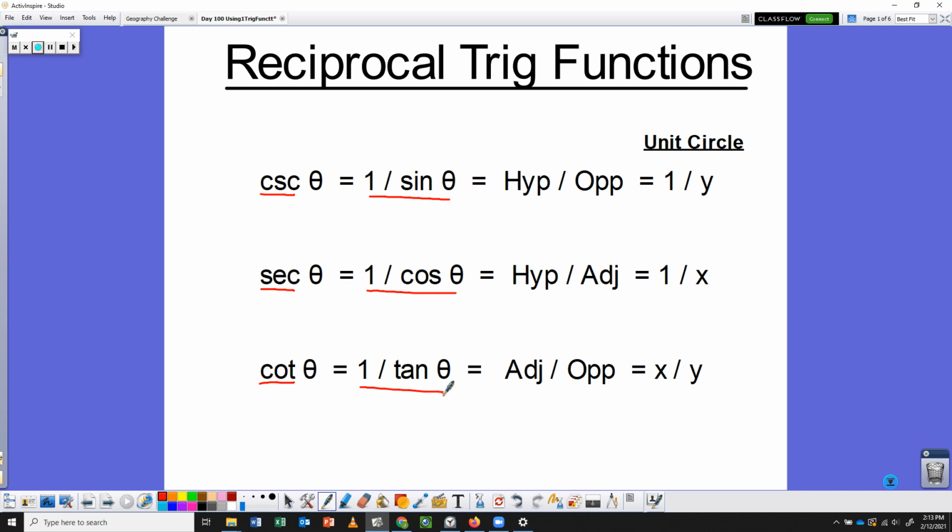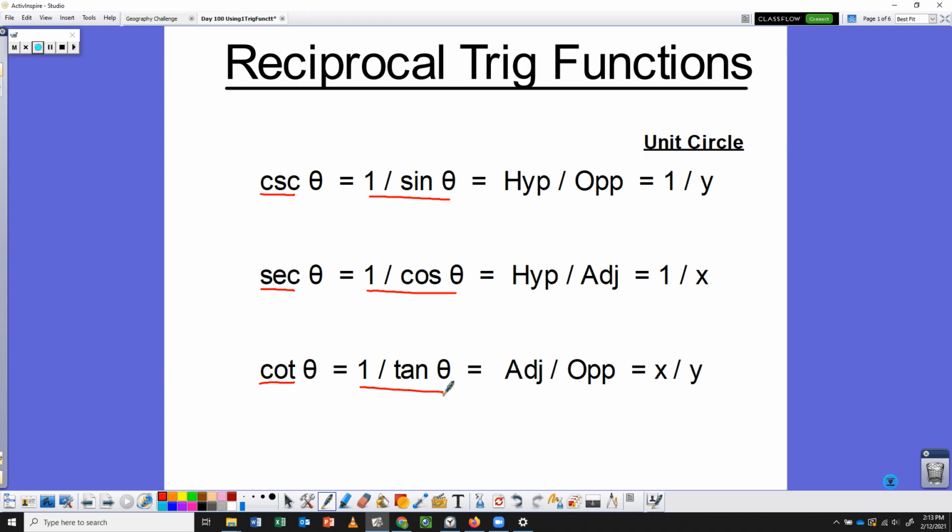If you think about the sides that go into making these functions, since sine is made of opposite over hypotenuse, cosecant's going to be made of hypotenuse over opposite. Secant, being the reciprocal of cosine, is going to be hypotenuse over adjacent, and cotangent, being the reciprocal of tangent, is going to be adjacent over opposite.